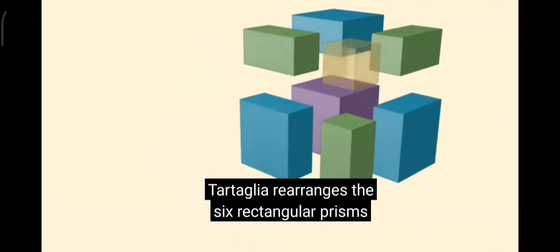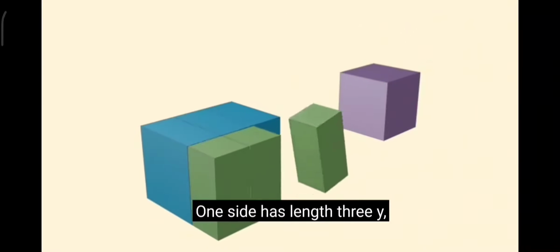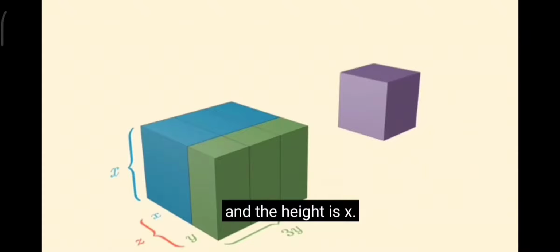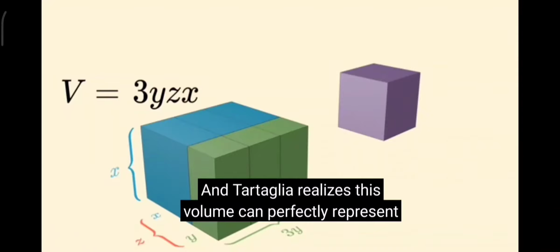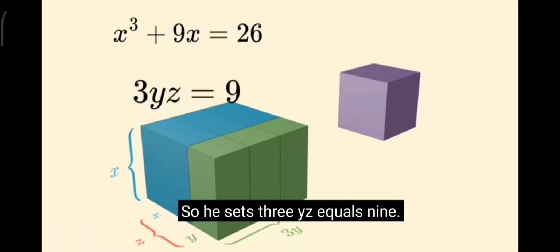Tartaglia rearranges the 6 rectangular prisms into one block. One side has length 3y, the other has a length x plus y, which is z, and the height is x. So the volume of this shape is its base, 3yz, times its height, x. And Tartaglia realizes this volume can perfectly represent the 9x term in the equation if its base is equal to 9. So he sets 3yz equals 9.